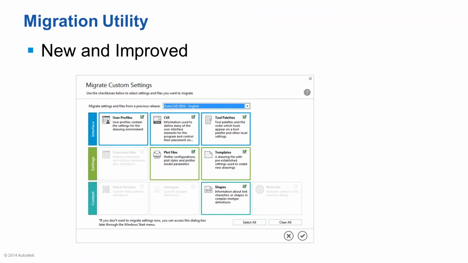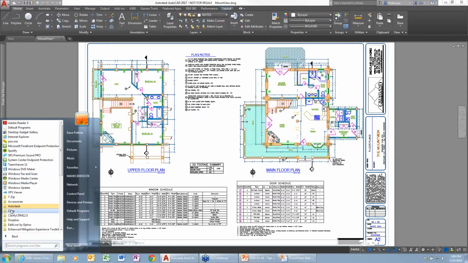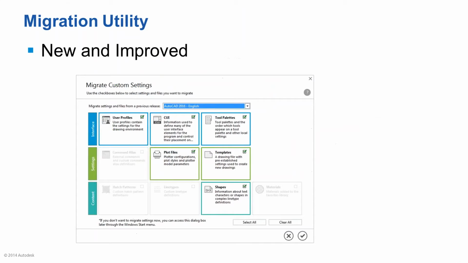So one thing that you're going to see here, and I'm not going to run it because I already have AutoCAD running, and you can only run this with AutoCAD not running. But if you go to All Programs, Autodesk 2017, and you see I have lots of different versions of AutoCAD here. Migrate custom settings, and you pick migrate from a previous release. What you're going to see is a new interface here, which will allow you to select which release you want to migrate from. So this is a drop-down that you can pick, and it'll show whichever versions of AutoCAD that you have installed. And depending on what you've changed, the various boxes here will become enabled or disabled.